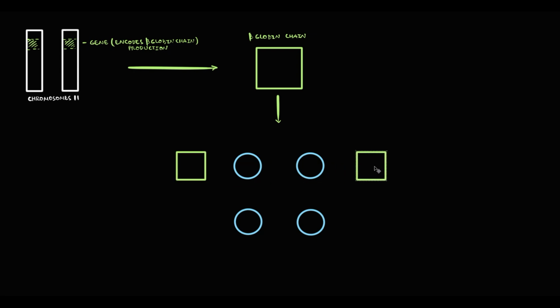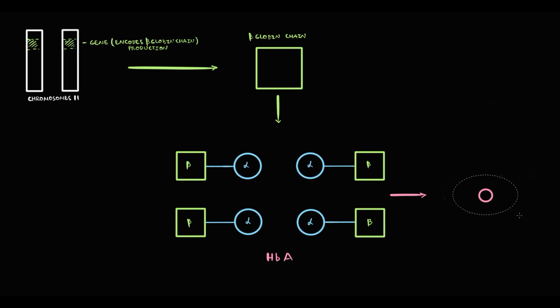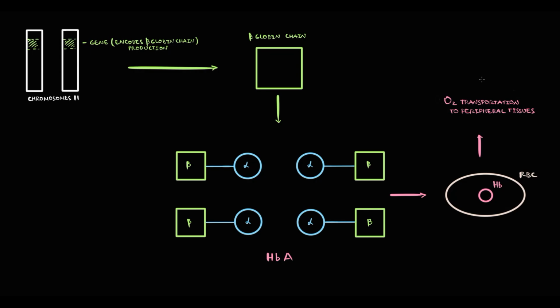In an adult person, a hemoglobin molecule is composed of 2 beta chains and 2 alpha chains, and together they form a proper hemoglobin A molecule, which is a major form of hemoglobin in an adult person. So let's suppose that we have 2 hemoglobin molecules, and once hemoglobin molecules are formed, we pack them into the red blood cells, and inside the red blood cells, hemoglobin molecules carry oxygen to peripheral tissues.